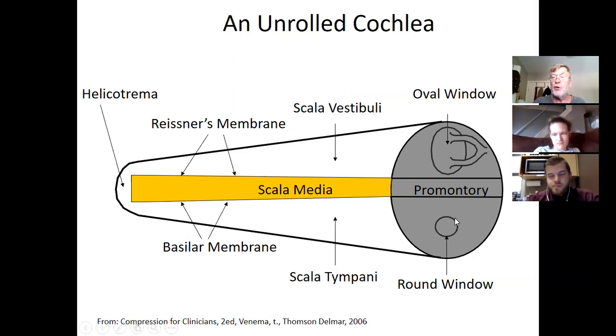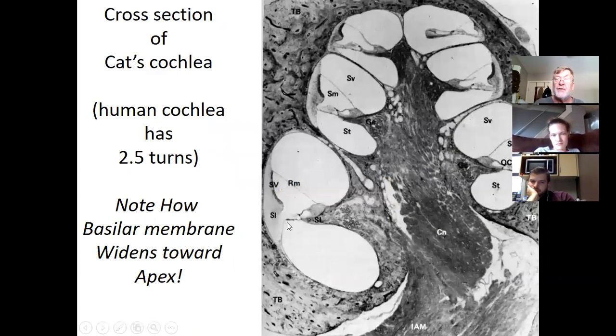If the round window was not allowed to bulge, this would not be able to push in because you can't compress the fluid. So the only way for this to be able to push in is if this correspondingly goes out. Anyway, this is where the hair cells are. This is that triangular area. What we're doing is just unrolling it.